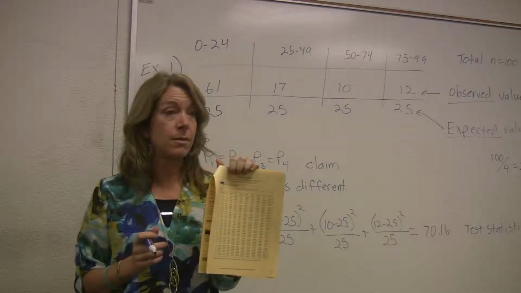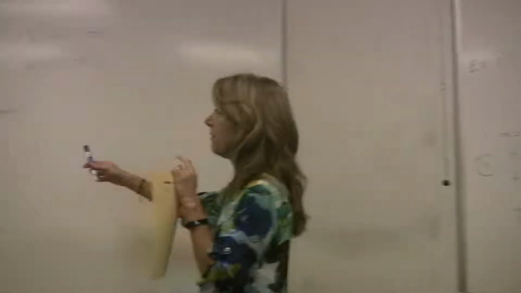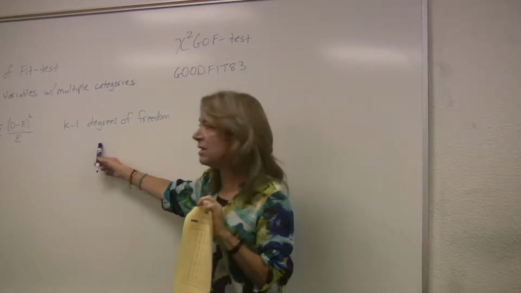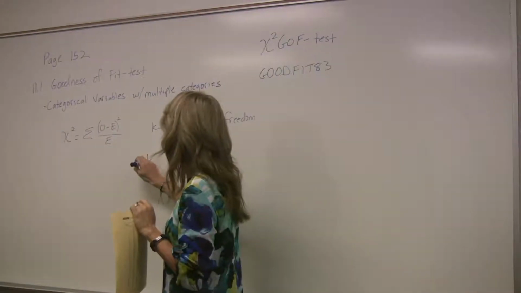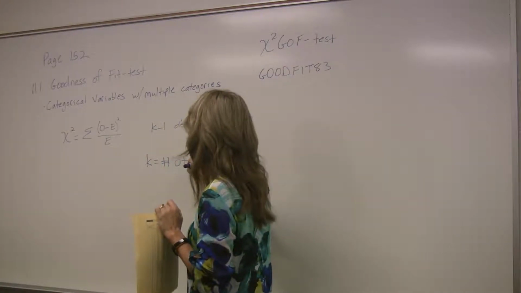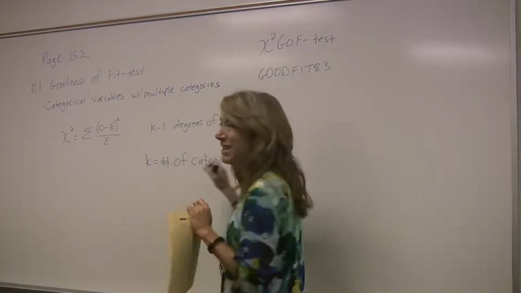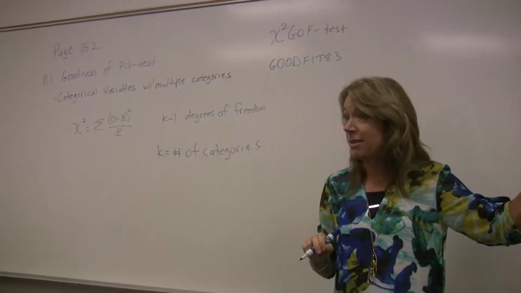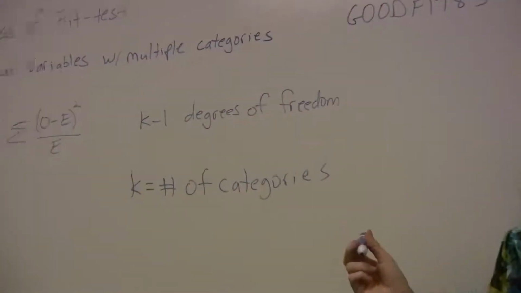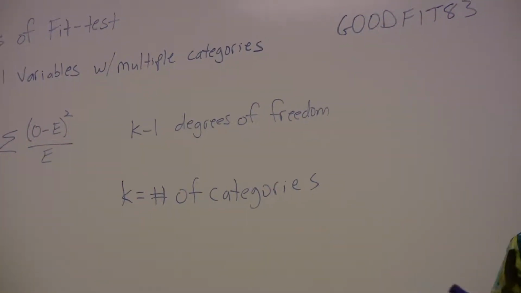So degrees of freedom. Remember degrees of freedom we mentioned earlier? It's k minus 1 degrees of freedom, and what did I say k was? The number of categories, not your sample size. My sample size is 100, but my categories in this case is 4. So what's my degrees of freedom? 3.